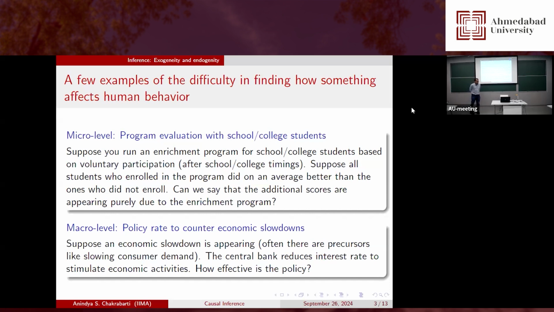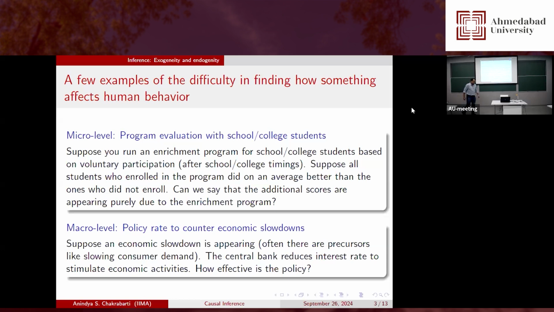The first one is that imagine you want to get into a program evaluation for school and college students, where you simply say that, look, this is voluntary. These are, let's say, standard 12 students who will go for board exams and then appear for something like a joint entrance exam, engineering, medical, whatever.